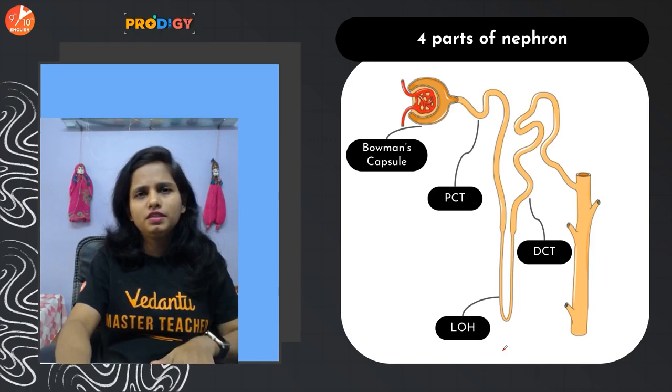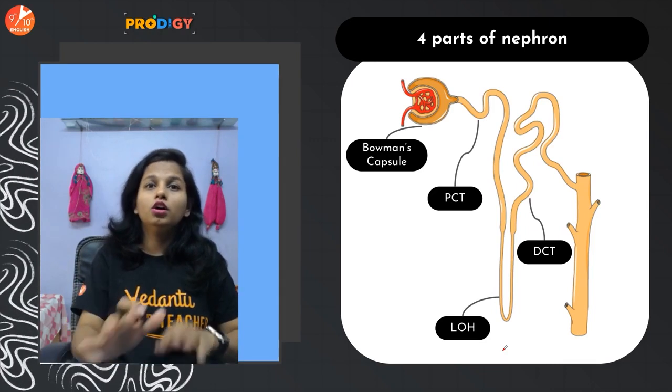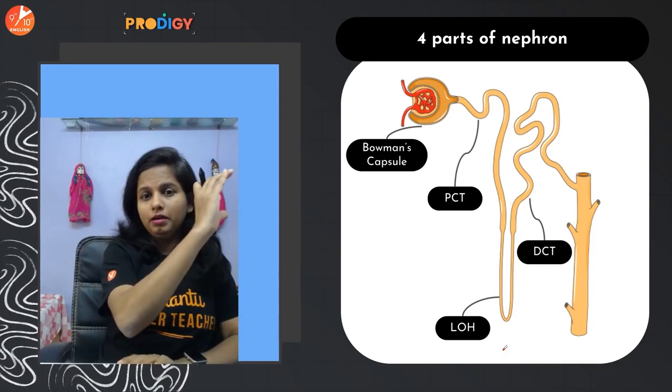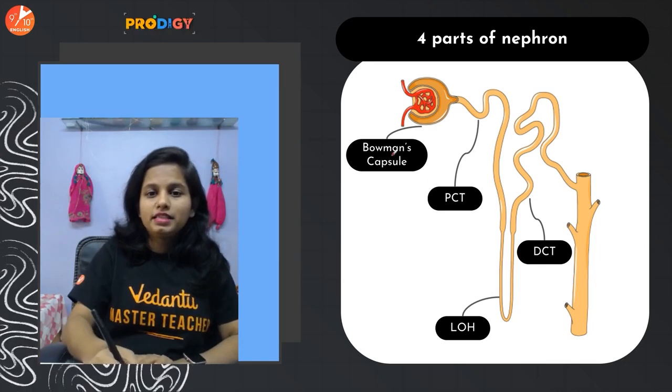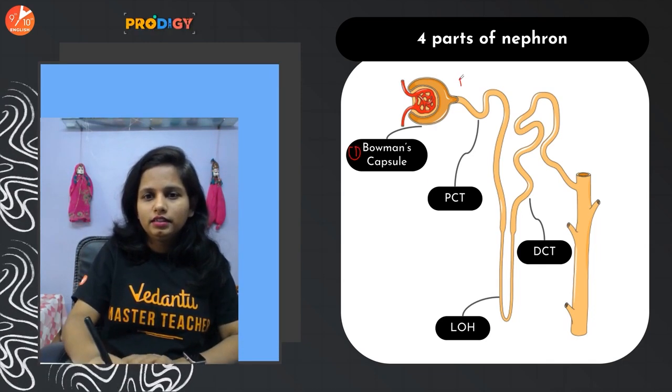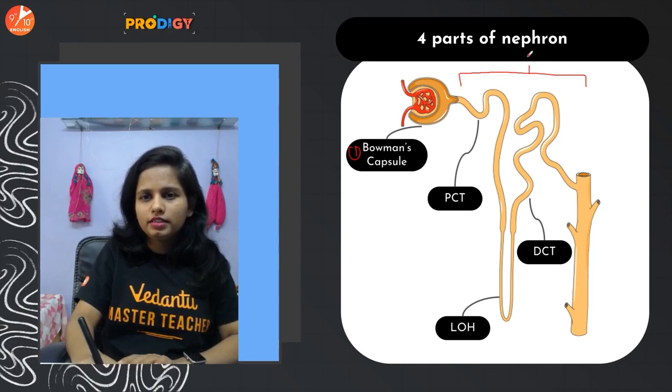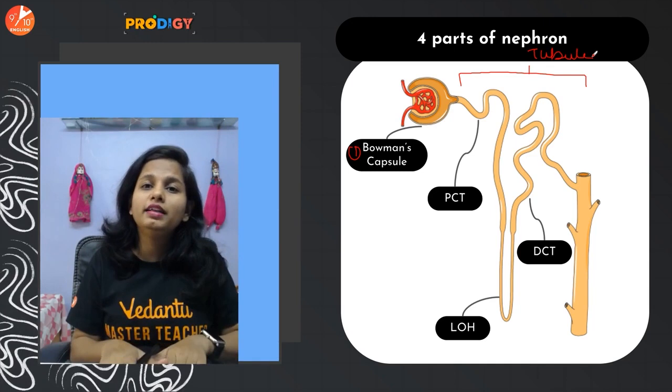A nephron basically has two primary parts: an upper cup shaped Bowman's capsule, and the second part is what we call the tubule. Now the tubule has three parts.